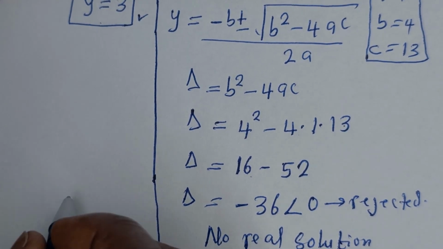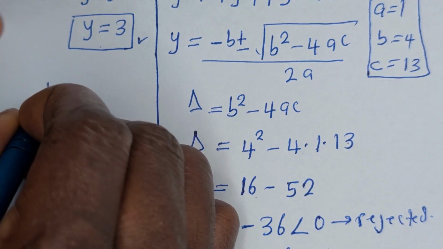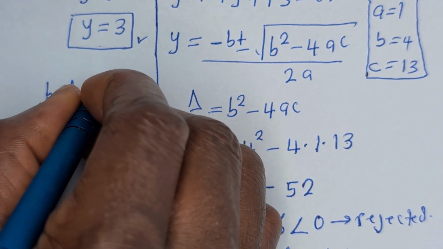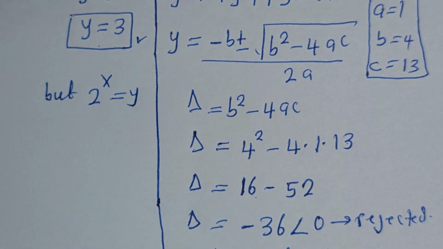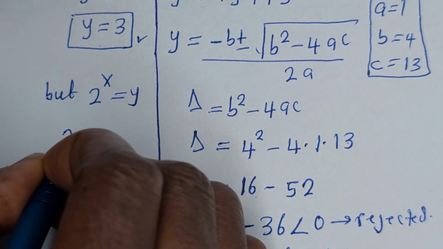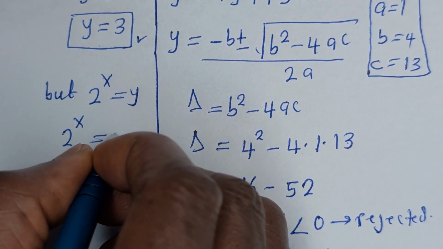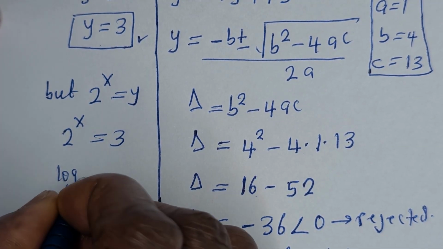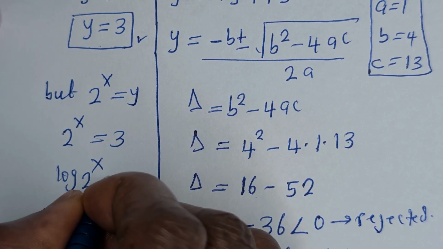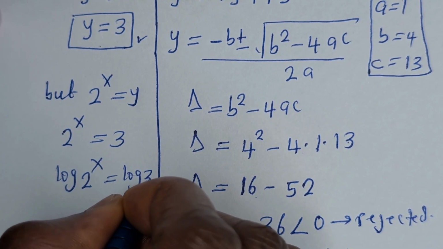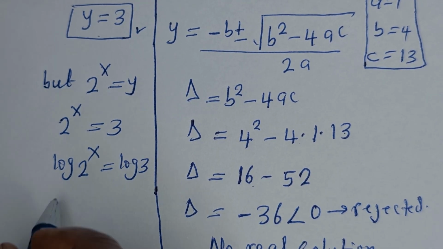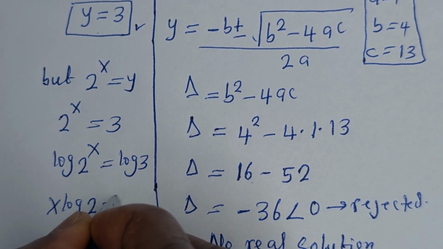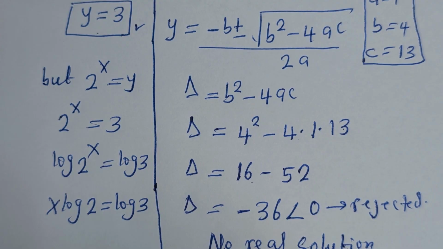Then recall that 2^s = y. Now 2^s = 3. Let us take the log on both sides. Log 2^s = log 3. Then s log 2 = log 3.